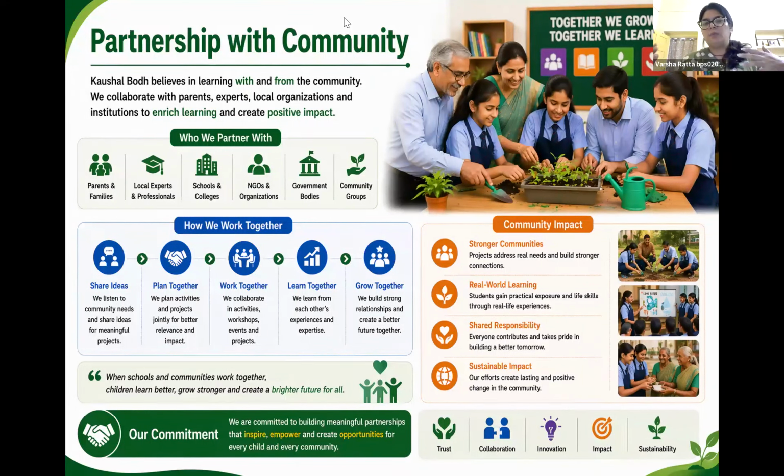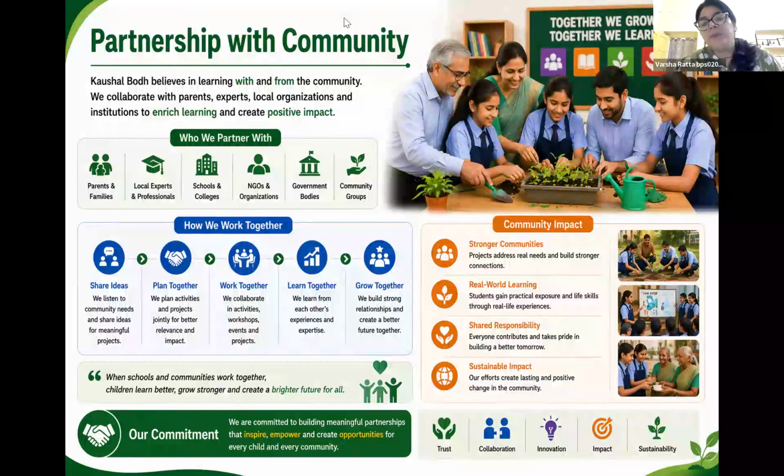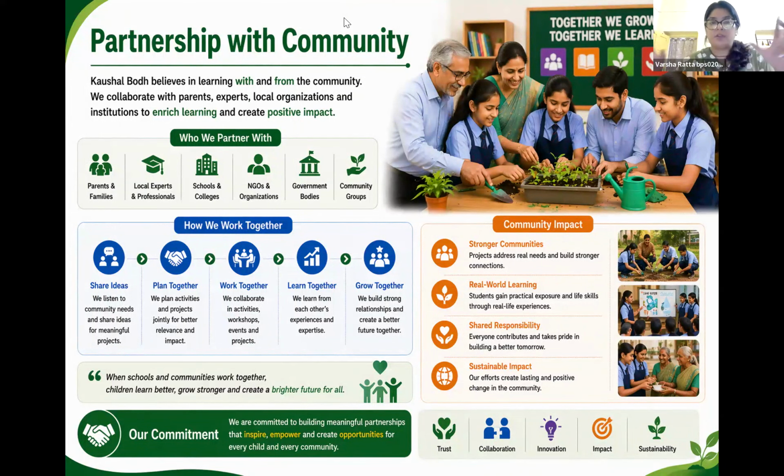So how will they work together with you? They can share their ideas. You listen to what they have to say and share what the community needs. Before planning a project, you can go and understand the problem of the people and then create a project around it. You can plan these projects together for better relevance and impact in the society. You can work together in workshops, right?